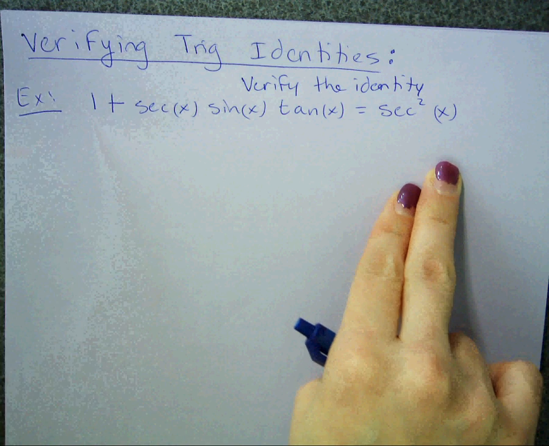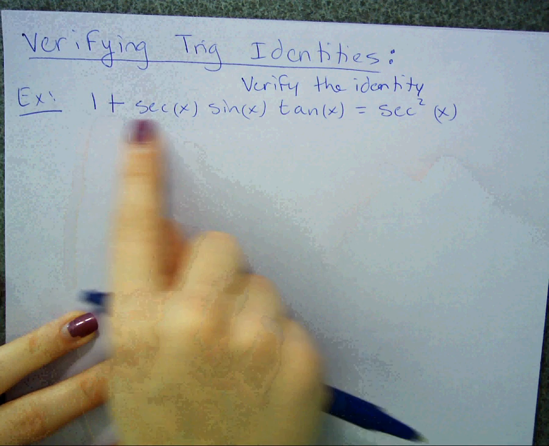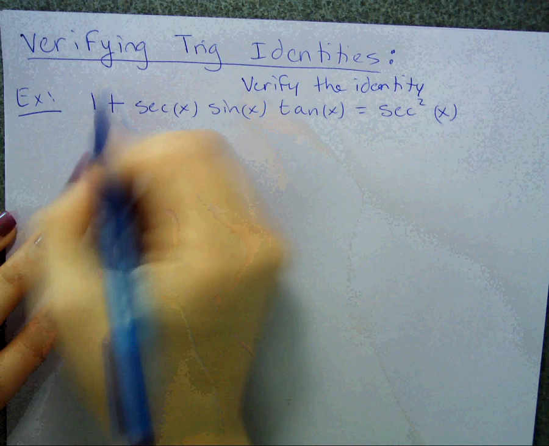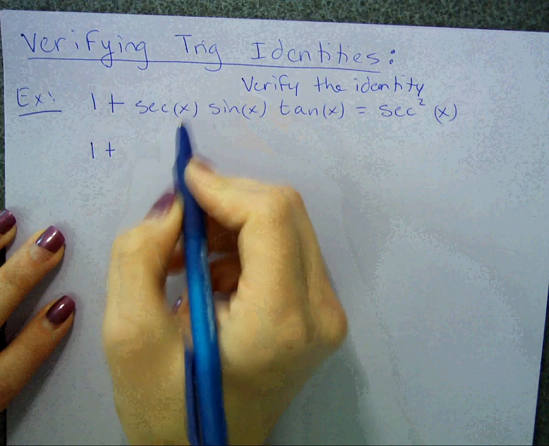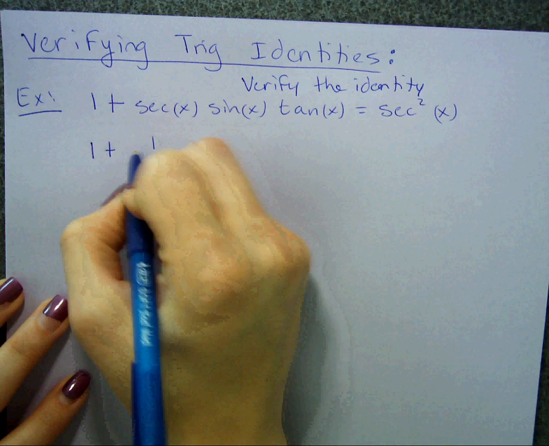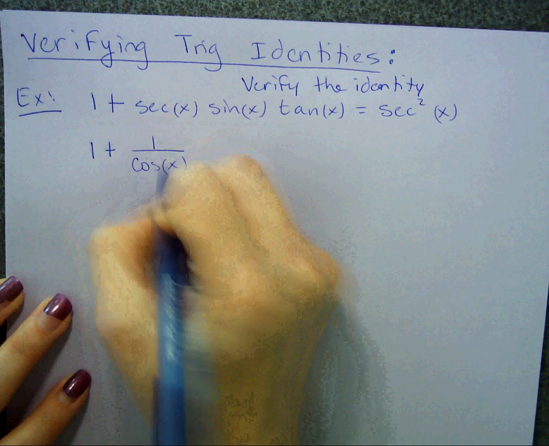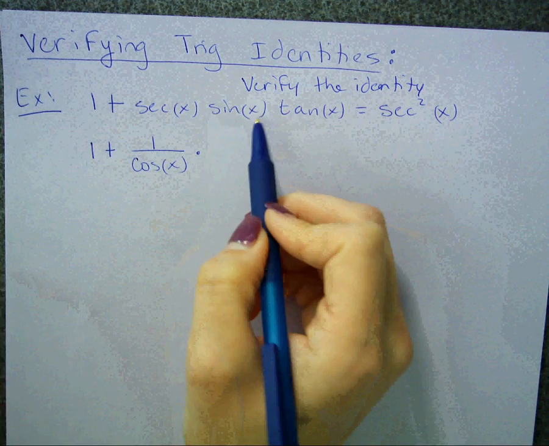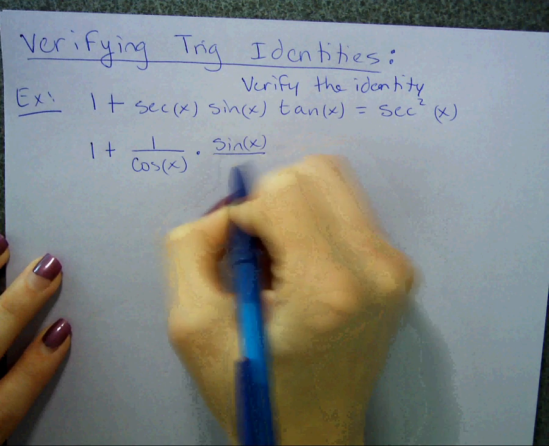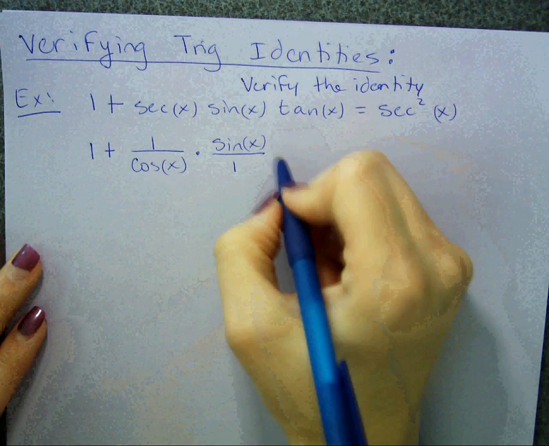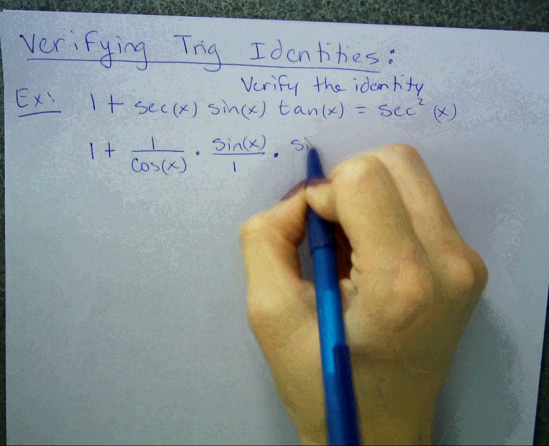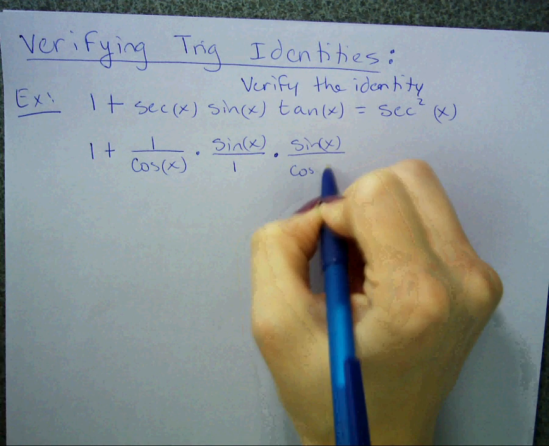So one of the first things that I'll do, I want to transform everything on the left-hand side to terms of sine and cosine. Okay? So I have 1 plus secant in terms of sine and cosine. Secant is the reciprocal of cosine, so I have 1 over cosine of x times. Sine is already in terms of sine and cosine, so I'll leave it alone, but I will write it as a fraction, sine of x over 1, times tangent in terms of sine and cosine. Tangent is sine over cosine.